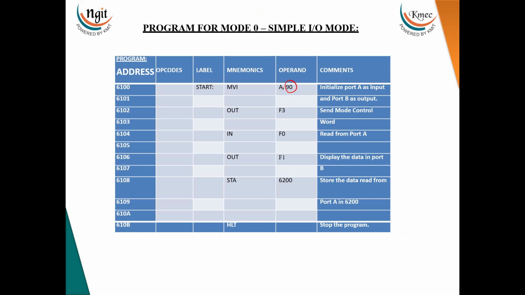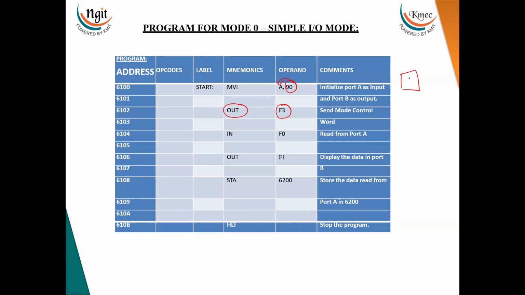So now to write the program, first I need to move the command word, control word, into the accumulator. Remember one thing, we can operate the control register and all ports only with the accumulator. So this control word needs to move into the accumulator, and after that, that accumulated data should be sent to the control register. The control register address is F3. Sending the data is nothing but writing the data, the OUT instruction.